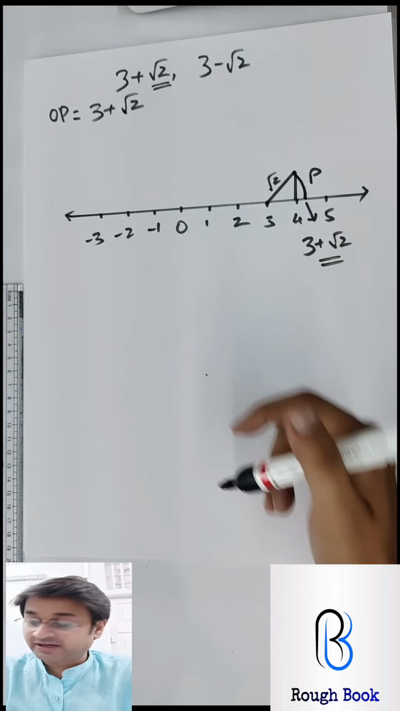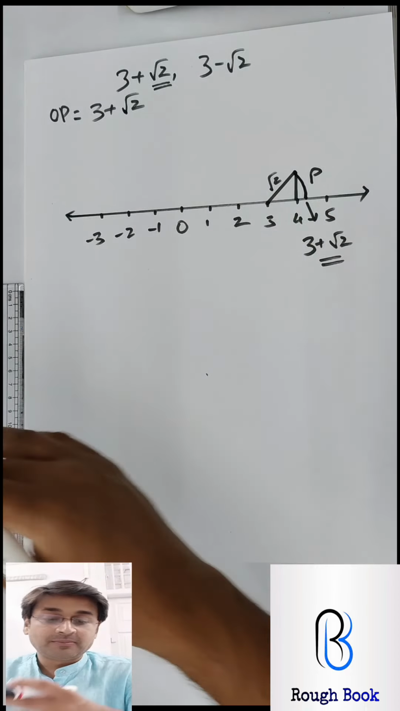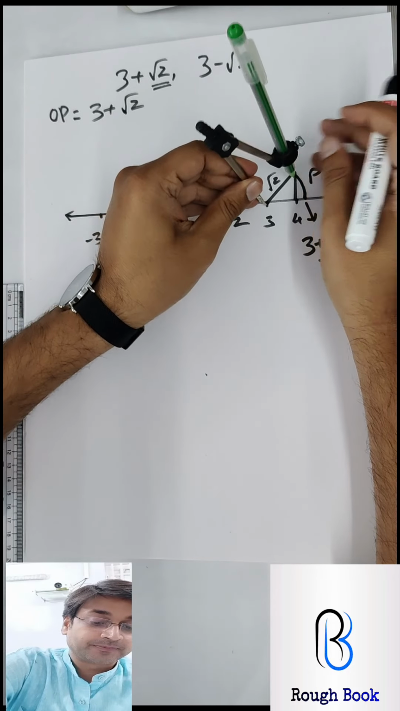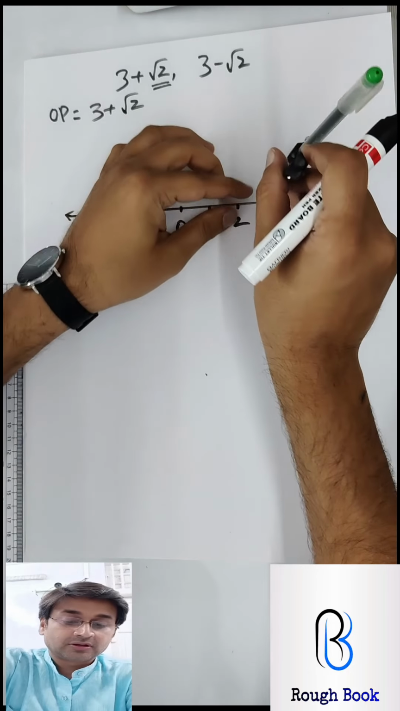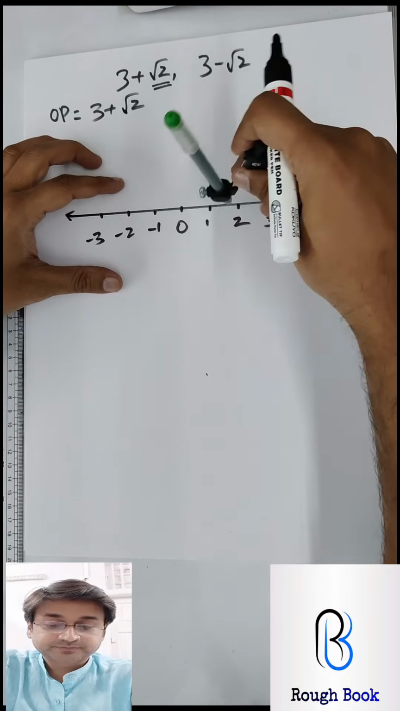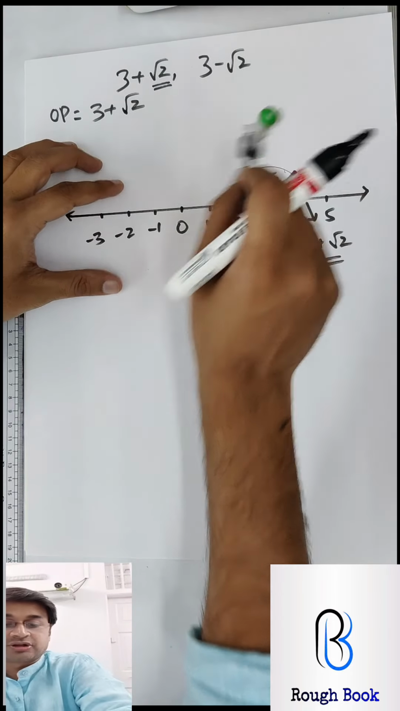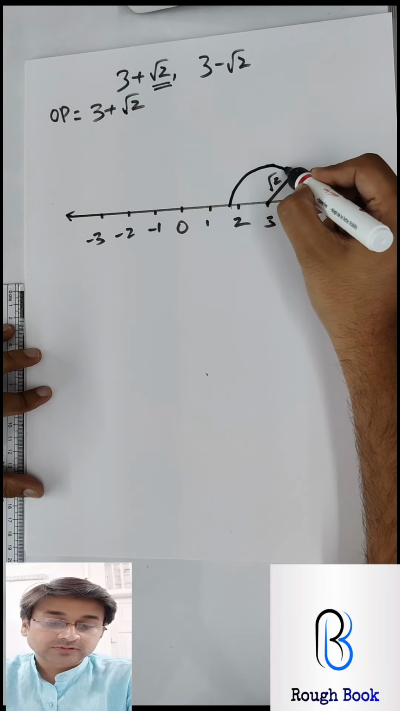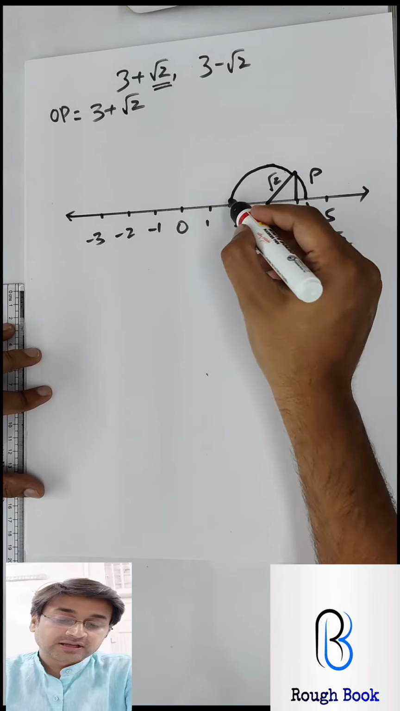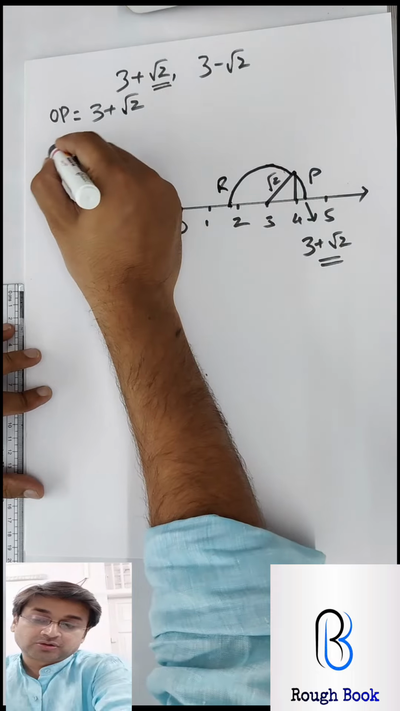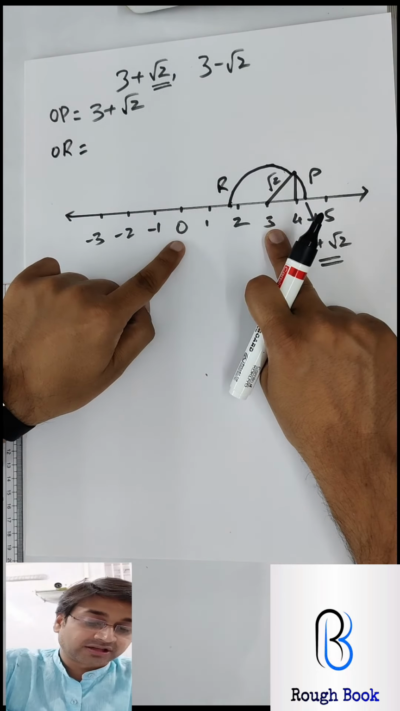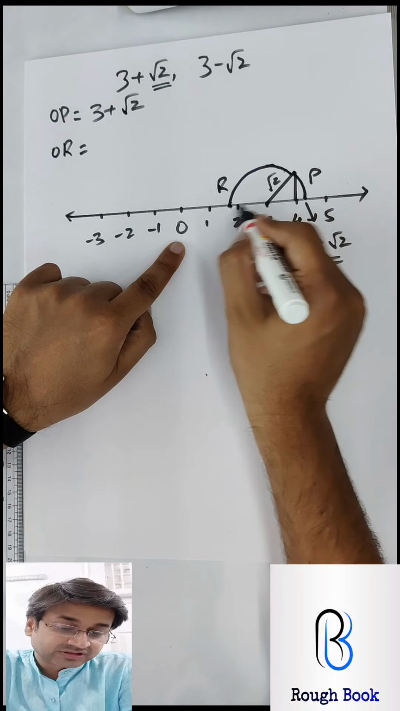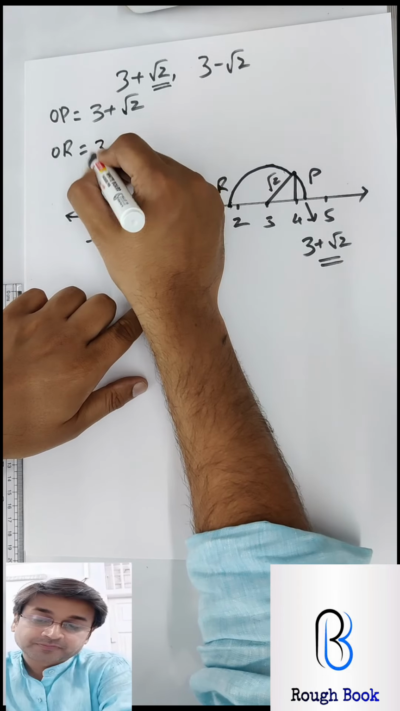Likewise now 3 minus root 2. So from 3 we'll come back. How much? Root 2 only. So this is already root 2. So draw the arc behind. And wherever it hits on the number line, that is this point. Okay. So here you go. This point, let's call it R. So OR is basically 3 minus root 2, because this is also root 2, this is also root 2.